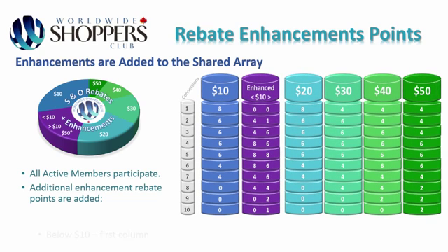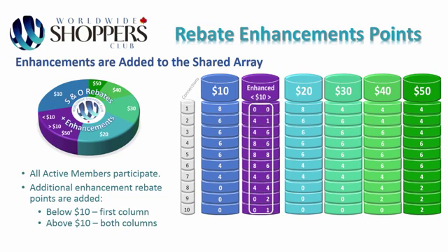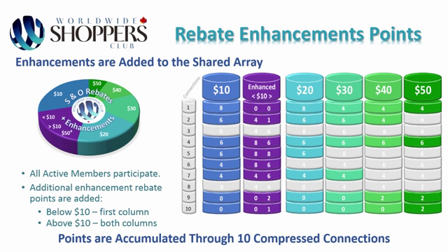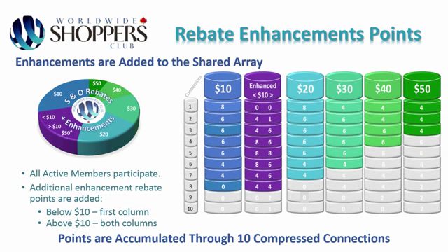Now we're going to have two sets of enhancements. First, under $10. And these are the rebate points given out to the rebates under $10. It actually acts as a separate subpool. Once we get over $10, then this is the other set of rebate points that would be added. Now what you do is you add all those together. For example, now in the shared array, let's suppose on connection 4, you will get 6 plus 8 plus 6, for a total of 20 rebate points on that connection once we have that size enhancement. So again, the points are accumulated through 10 compressed levels, so what we want to do is remove any inactive members, and that would mean that we would have these compressed connections including enhancements.